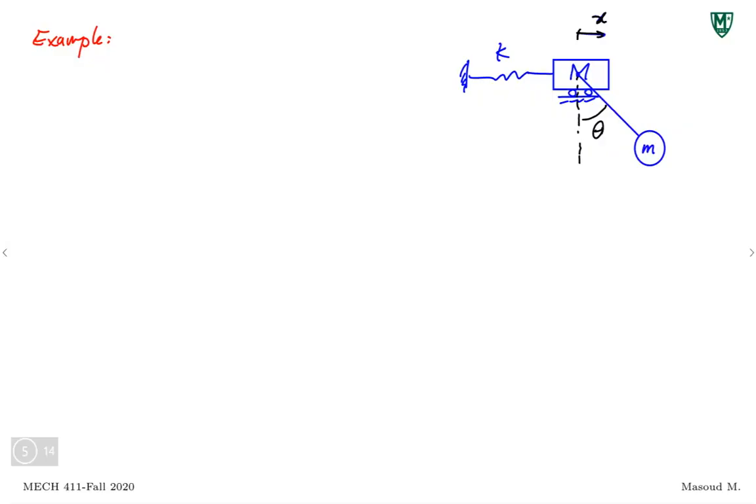All right, so the problem statement, you can just write: find the equations of motion for small angle theta. The theta is small, so we can linearize the system so we don't have to deal with a nonlinear system, like what we've been doing from the beginning of the semester. So let's see what we've got.